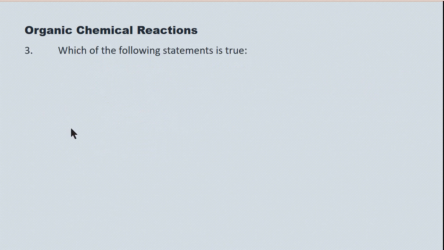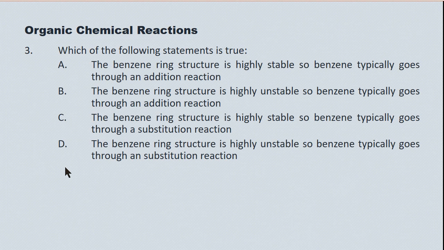Which of the following statements is true? The benzene ring structure is highly stable. Well, yes, it is. So benzene typically goes through an addition reaction. No, not true. B, the benzene ring structure is highly unstable. Not true. C, the benzene ring structure is highly stable, so benzene typically goes through a substitution reaction, and that's in fact the correct answer. The answer here is C. Let's check D. The benzene ring structure is highly unstable. No, not true. So again, the answer is C.